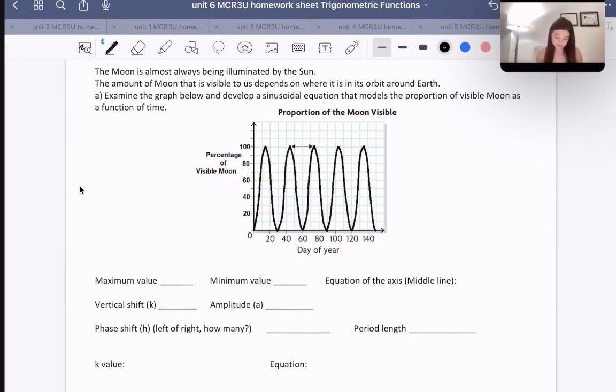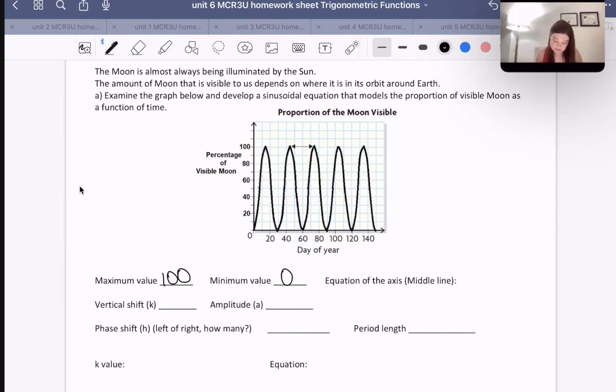So the first thing I'm going to do is answer all these questions. They're asking for the maximum value and the minimum value. Well, of course, the maximum is 100. The maximum is 100% of the moon that we can see, and the minimum is 0%. Some days we don't see the moon at all, and that is shown on our graph too. We have 0, 100, 0, 100 over and over and over again.